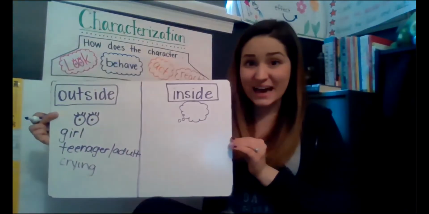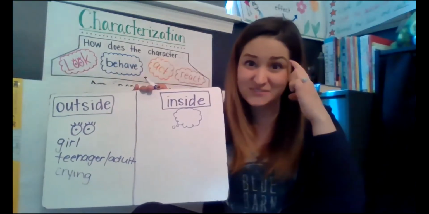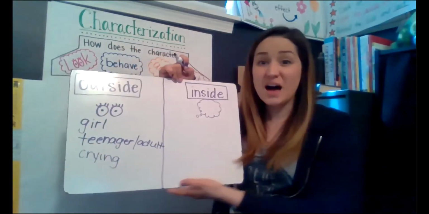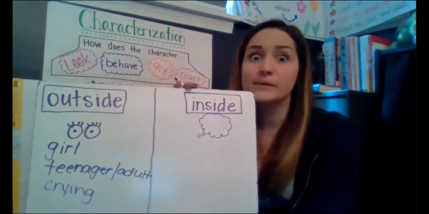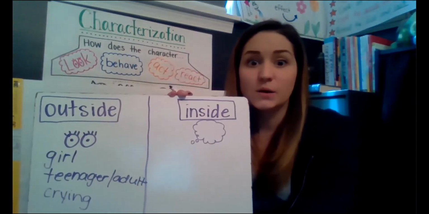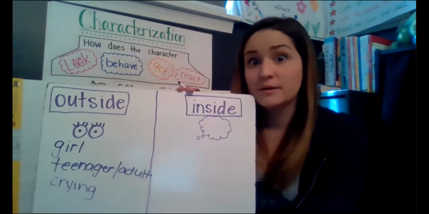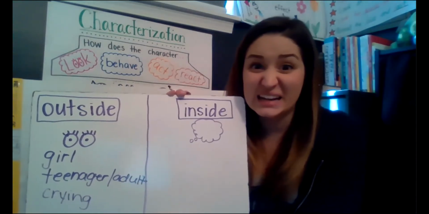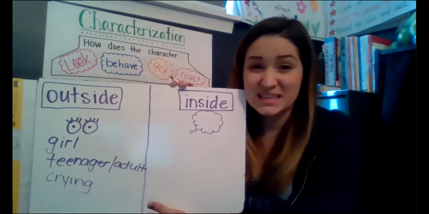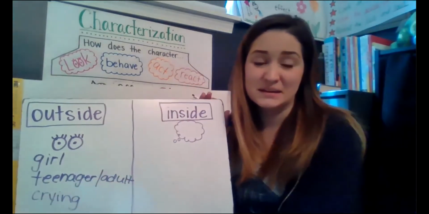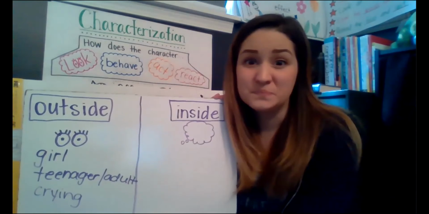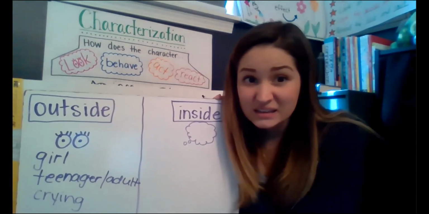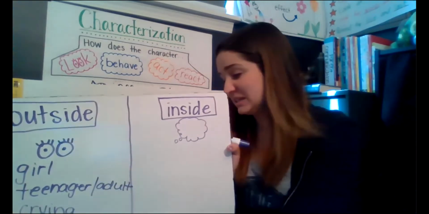Now, for the inside, it's not things I can see. It's things I have to think about by the way that she acts and reacts. So that's the things that she does. What does she do? And when I read the caption, it said that when her mom says she's too old for an Easter basket. So how does she react to not getting an Easter basket? Let's think about that. How does she react? She's sad. She's crying.